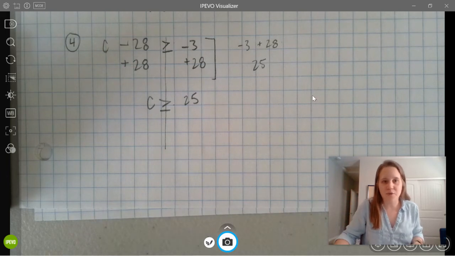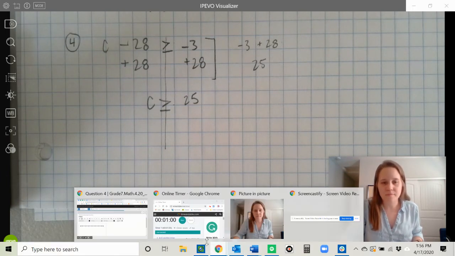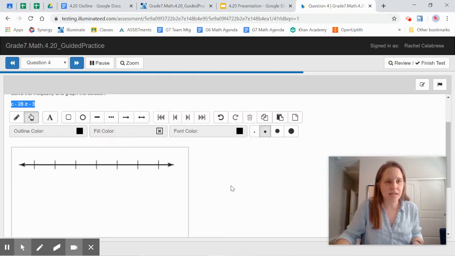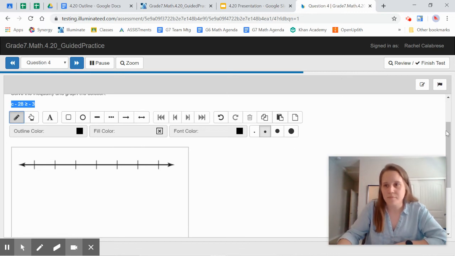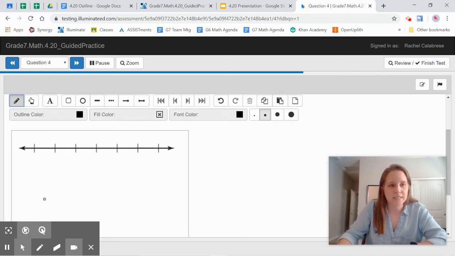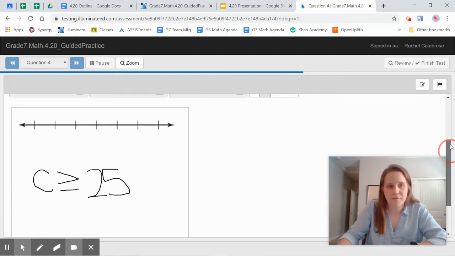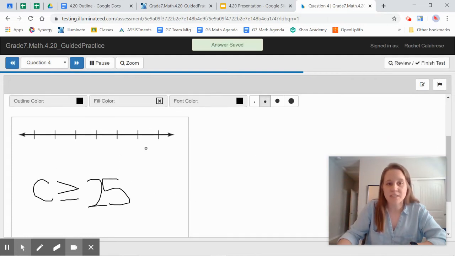So let me go back to number 4. Can't remember if I typed that in. I think I'm going to have to draw it. So here we go. My solution is C, is not my best, guys. I'm better on a whiteboard. Is greater than or equal to 25. Awesome. So now let's go ahead and graph it.